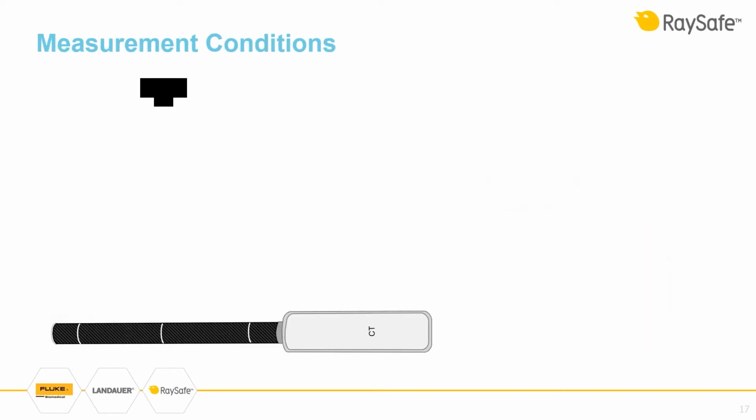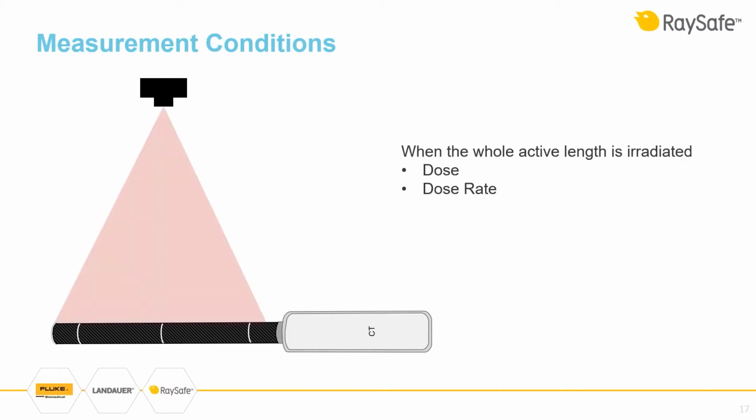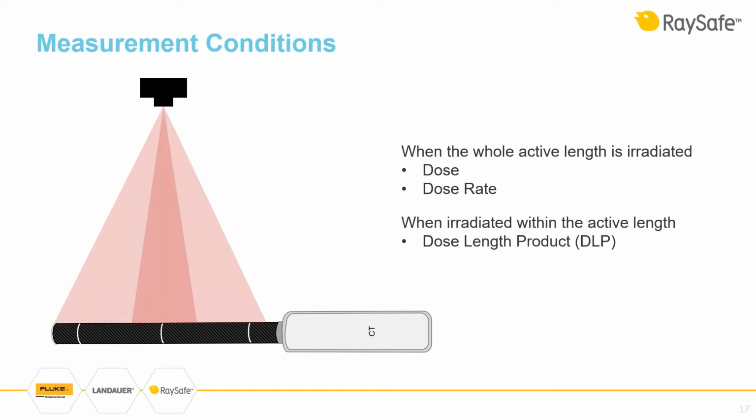And the CT sensor shares properties with other ion chambers. This means that the whole volume must be irradiated for correct readings for dose and dose rates. If only a part of the ion chamber is irradiated, one needs to apply corrections and recalculate the readings. For correct DLP readings, the radiation must be within the active length of the ion chamber.